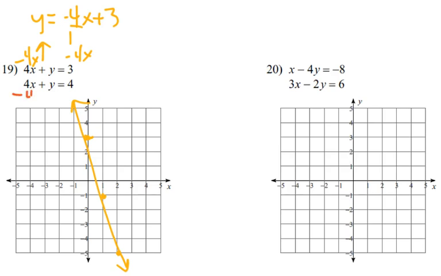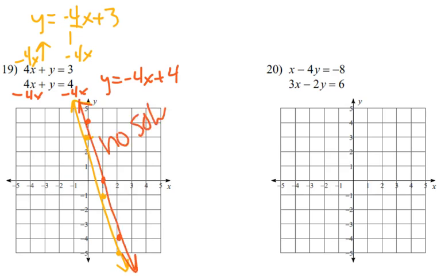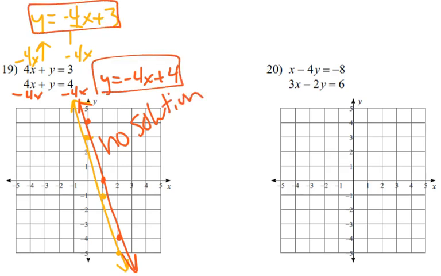Okay, same idea here. Subtract 4x from both sides. We get y is equal to negative 4x plus 4. What do we notice here? That we've got parallel lines, don't we? Same slope, different y-intercept, so no solution. Often when you change them to slope-intercept form, you can see that right off the bat. You don't even need to graph it usually.